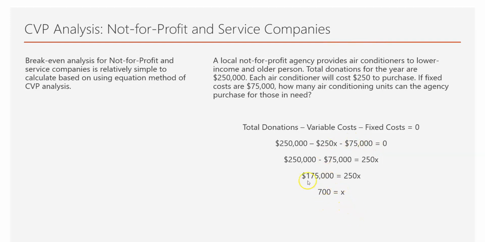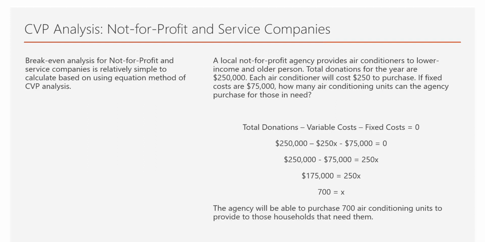But this is just a simple algebra problem, something we would have learned in 8th or 9th grade. So actually solving not-for-profit and service companies, something like this, is actually pretty easy compared to some of the other stuff that we do. And that is CVP analysis for not-for-profit and for service companies. So in other words, the agency will be able to purchase 700 air conditioning units to provide to those households that need them.